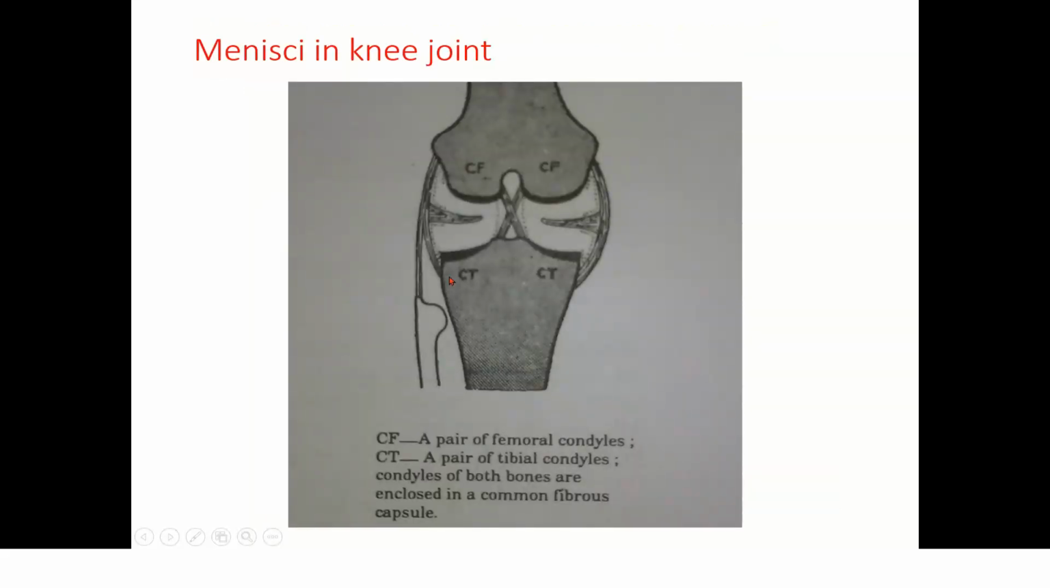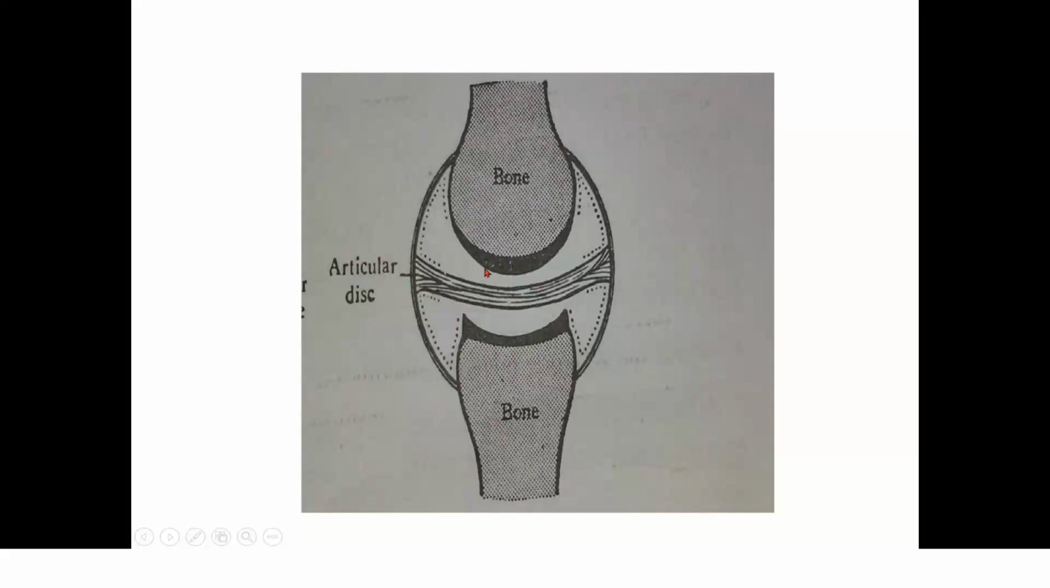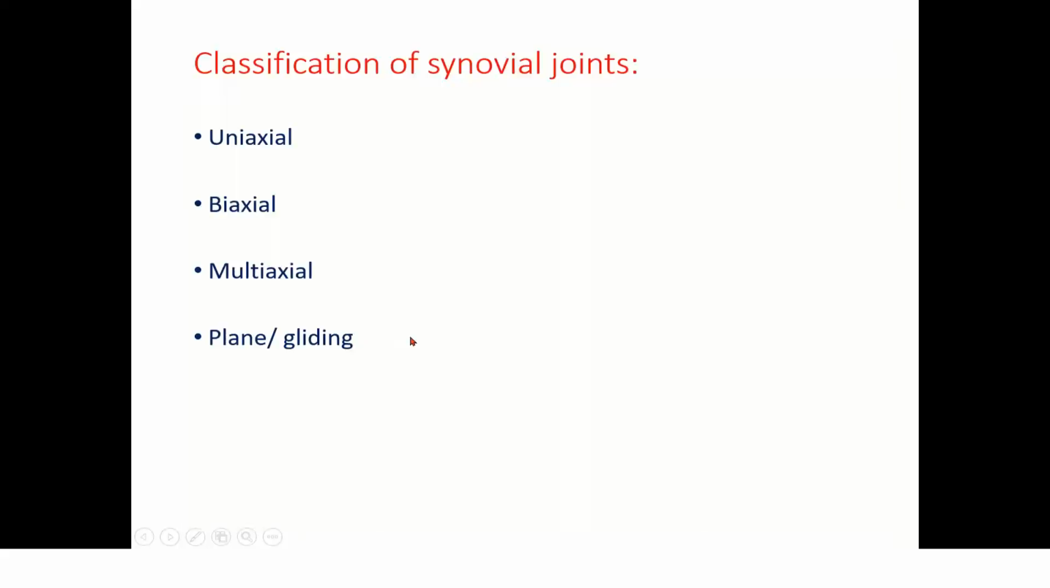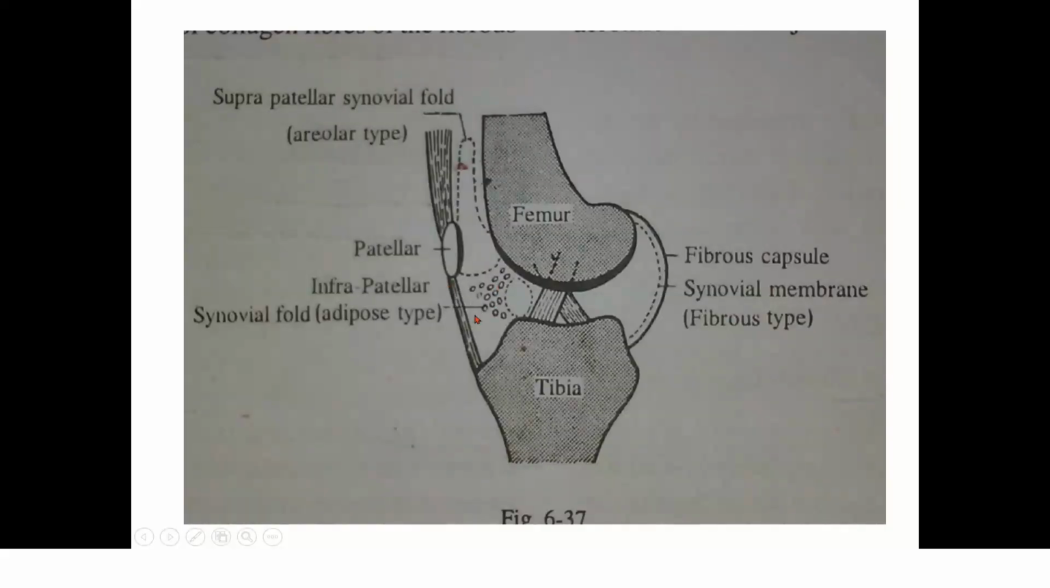In this you can see these are the menisci in the knee joint. They divide the knee joint cavity into two compartments. This is the meniscofemoral compartment between the menisci and the femur bone. This is the meniscotibial compartment between the menisci and the tibia. Again, this is the complete articular disc separating the joint cavity into upper part and lower part. You can see here this is a bursa, the suprapatellar bursa, between the bone and the muscle. You can also see some adipose tissue within the joint cavity.